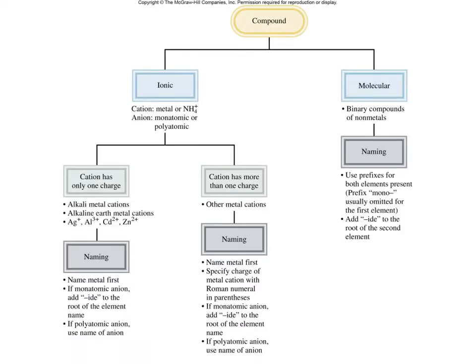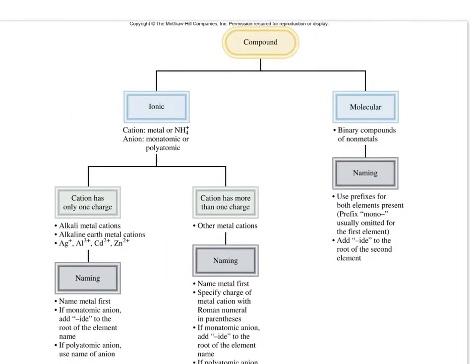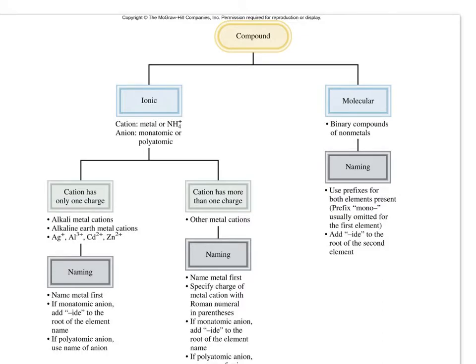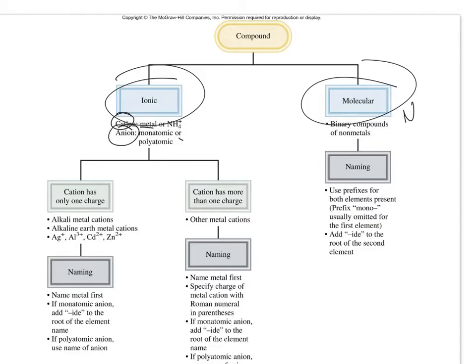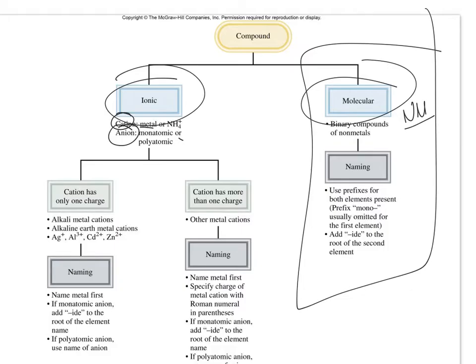To figure out how to name something, we first have to figure out what we're naming. It's either going to be ionic or covalent. If it's made up of a cation and an anion, usually a metal and a non-metal, then we have ionic. But what we're going to be focusing on today is things that are made up of non-metals only, the molecular. So in this lesson, we're going to be focusing on this branch here.